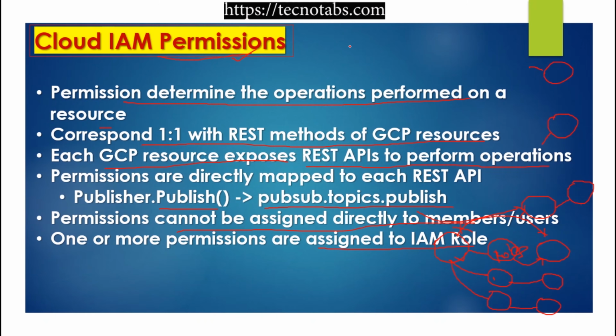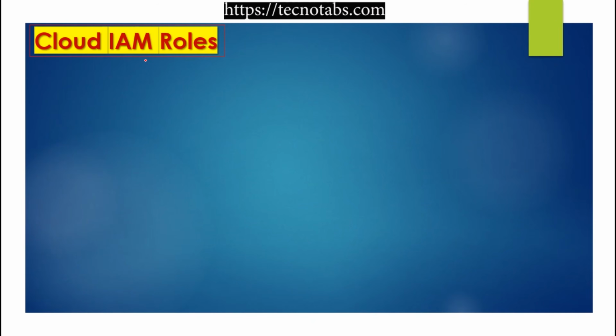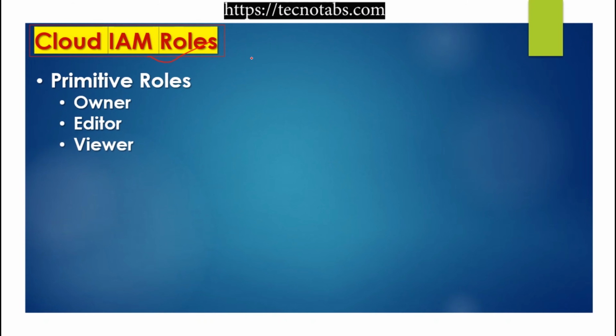Now let's move one more step ahead and try to understand about IAM roles. So first of all, what are roles? Roles are nothing but a set of permissions that are grouped together and assigned to the role. Okay, so there are primitive roles which have three types of access: the owner, the editor, and the viewer. So whenever you create any resource, the owner has all the access to perform any kind of operations on this resource.